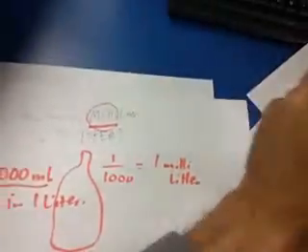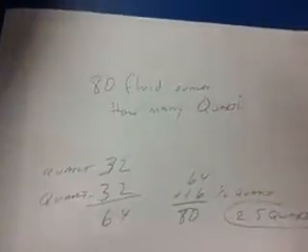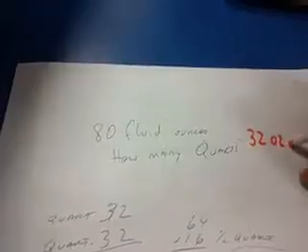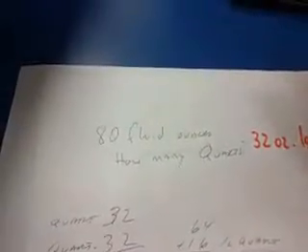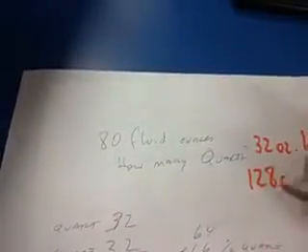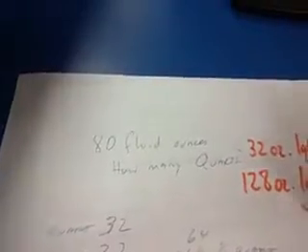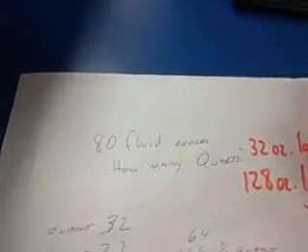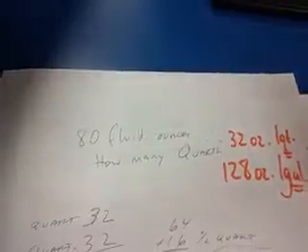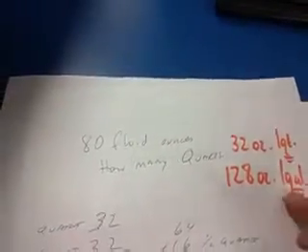Then, what's the next one that came up? 80 fluid ounces. How many quarts is that, or how many gallons is it? Well, we just have to remember that there's 32 ounces in 1 quart, and it's 128 ounces in 1 gallon. How do we memorize this? I don't know. We just have to memorize it, right?